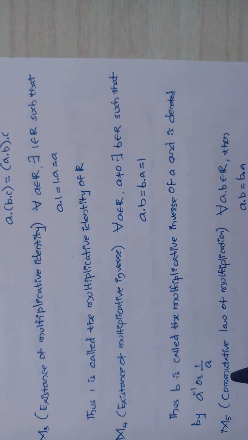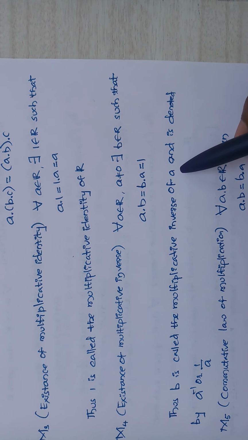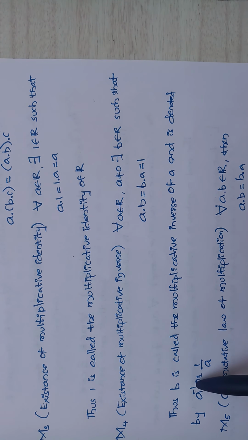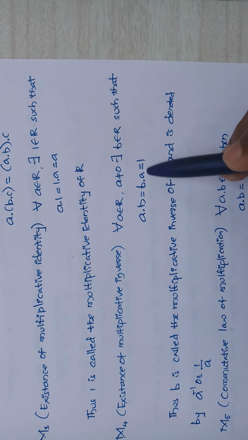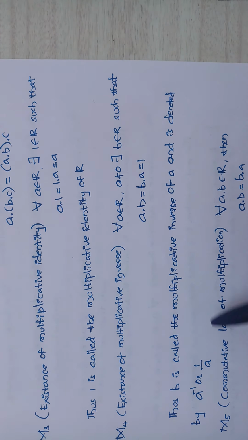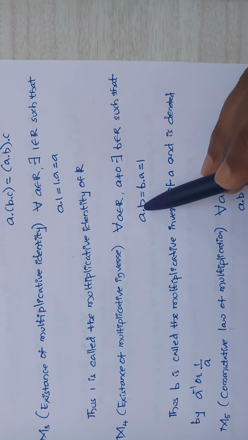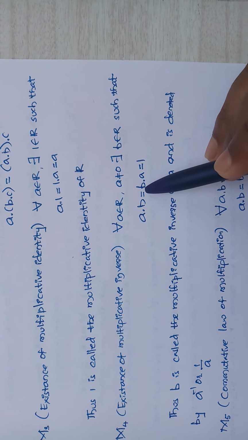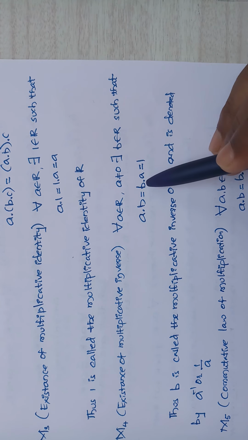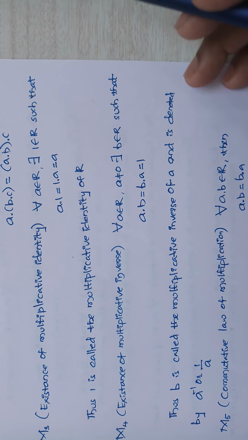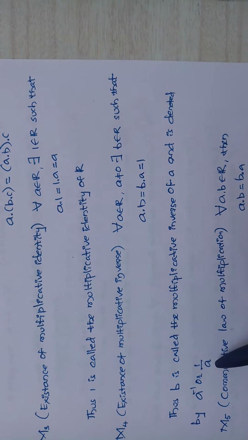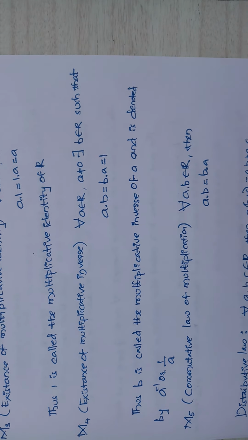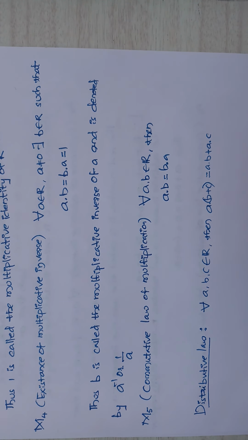So thus B is called the multiplicative inverse of A and it is denoted as A inverse. A into A inverse is equal to 1, or A inverse can be written as 1 by A. So for what value of B does it become 1? A into 1 by A is equal to 1, and 1 by A into A is equal to 1. So here 1 by A is the multiplicative inverse of A. So next, commutative law of multiplication.